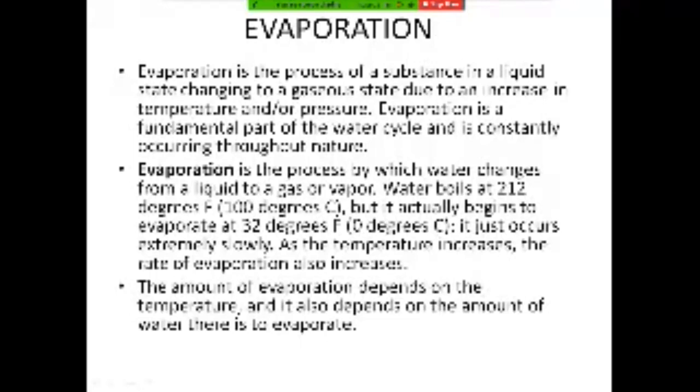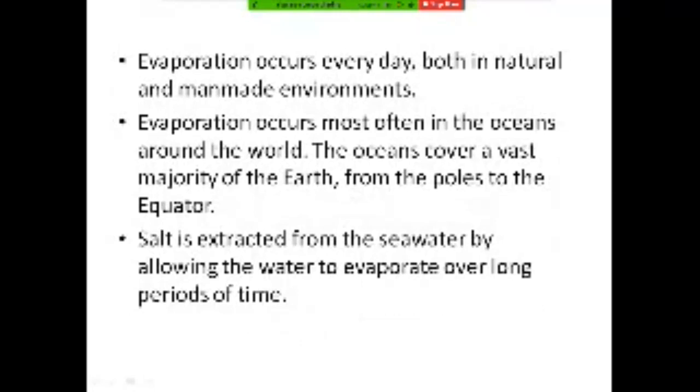The amount of evaporation depends on the temperature, and it also depends on the amount of water there is to evaporate. So it depends on the temperature and on the amount of water present in that place. Where and when does this evaporation occur? It occurs every day, both in natural and man-made environments, everywhere on the surface of the earth. Evaporation occurs most often in the oceans around the world, because the oceans cover a vast majority of the earth, from the north pole to the equator, and the equator to the south pole.